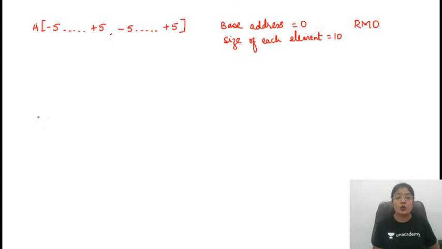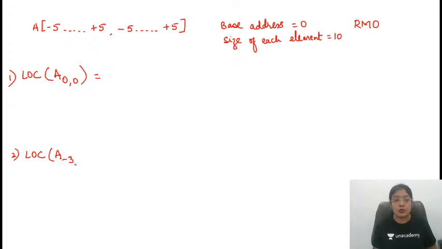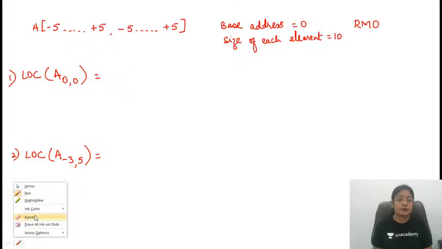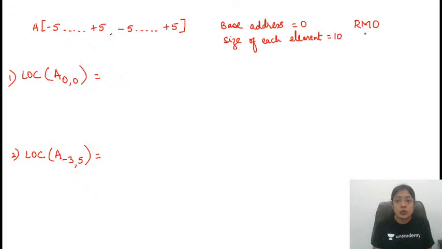And I want to find out the location of A[0, 0]. Just see if you can write the answer. Also find out the location of A[-3, 5]. After that, again I'll write the formula and then we'll move on to column major order. Since it's row major order, first of all you need to find out the number of rows.